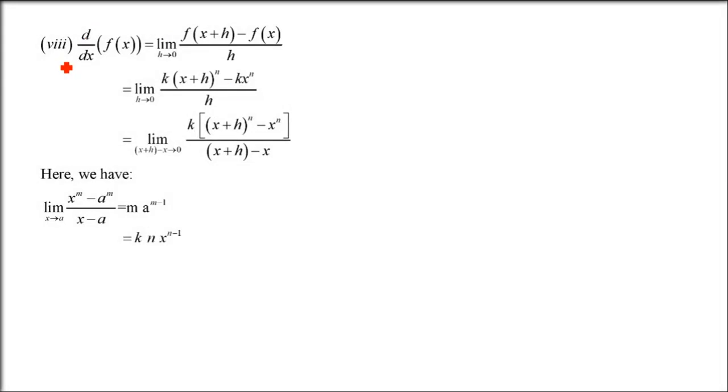And this is the 8th one, kx raised to n. So you have (f(x+h) - f(x))/h. What is f(x)? kx^n. So we have (k(x+h)^n - kx^n)/h. Now k you can take outside. h we will use just now with a relation which we already seen.